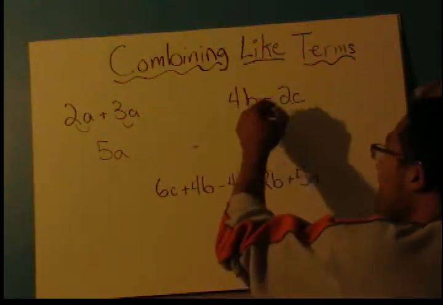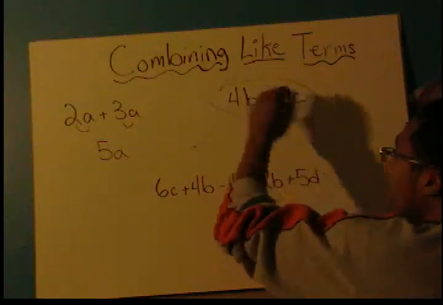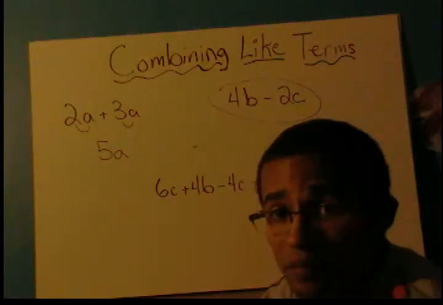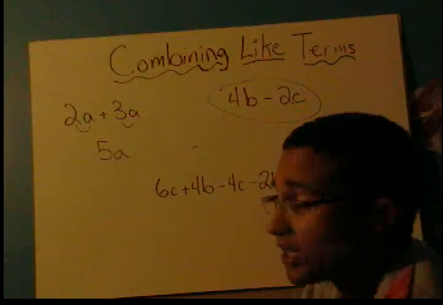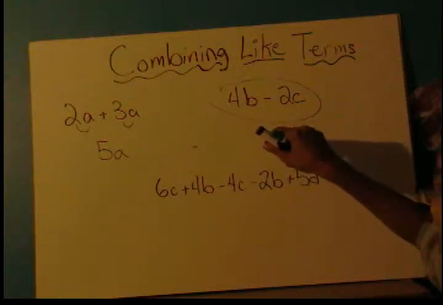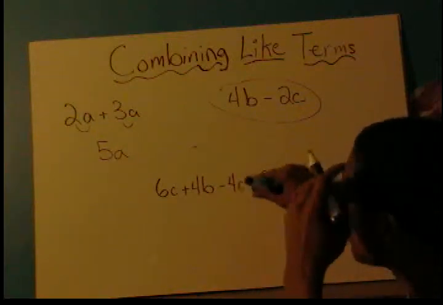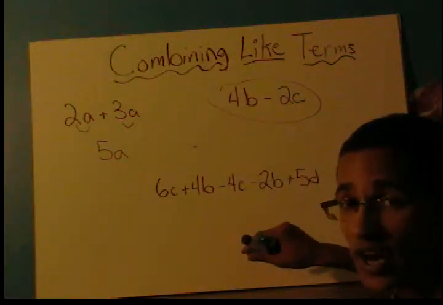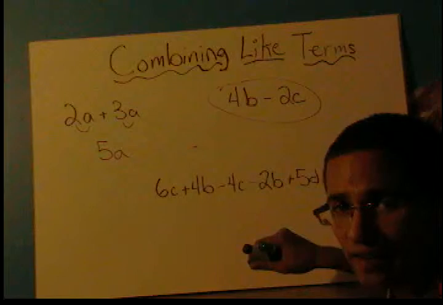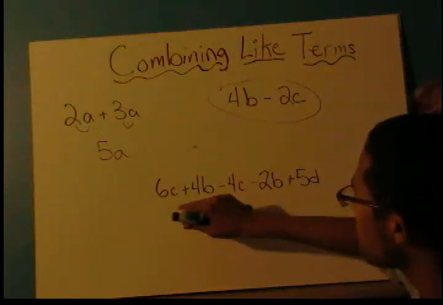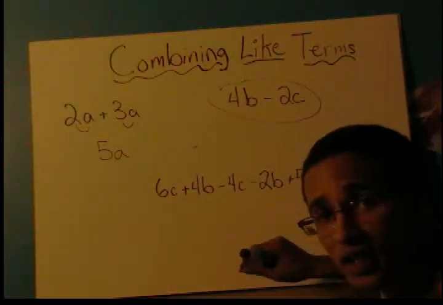So, I can't do anything with this. This is as far as this problem can be simplified. You can't go any further. 4b minus 2c is done because you can't put boys and cats together. You can't subtract them, you can't add them because they're different things in life. Alright? Now down here I got a doozy for you.